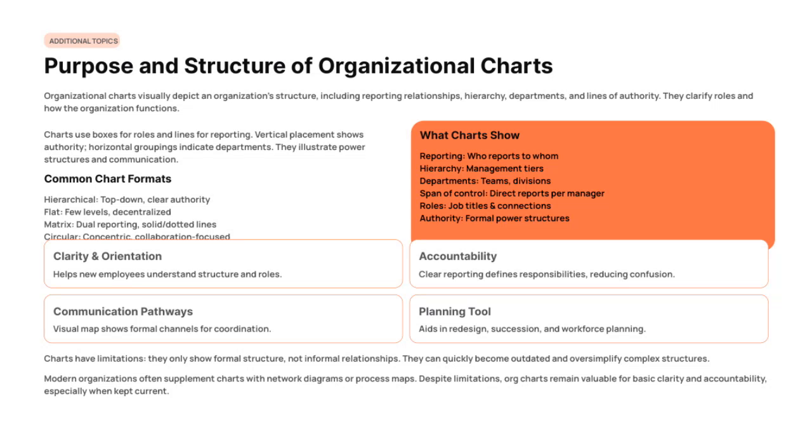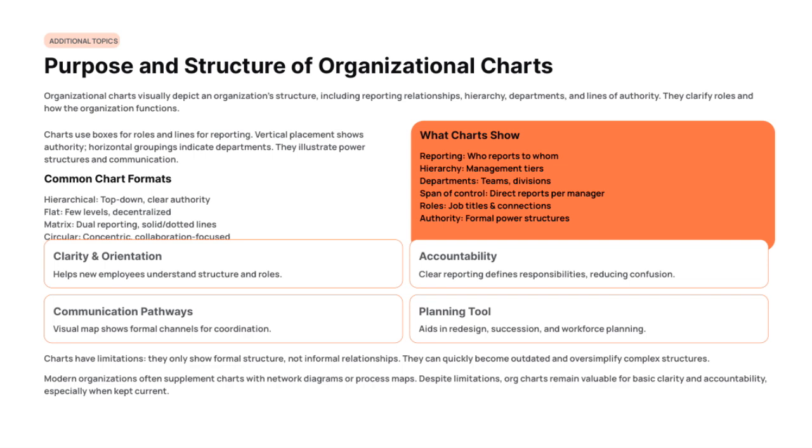Now, modern organizations often supplement their charts with network diagrams or process maps to give a more comprehensive view. However, despite these newer tools, org charts still hold value. They provide basic clarity and accountability, especially when they are kept up to date. It's important to remember that charts have limitations. They primarily show the formal structure of the organization, but they don't capture informal relationships or networks. Plus, they can quickly become outdated if not maintained, and they tend to oversimplify complex organizational structures.